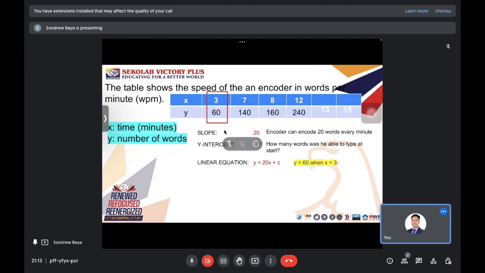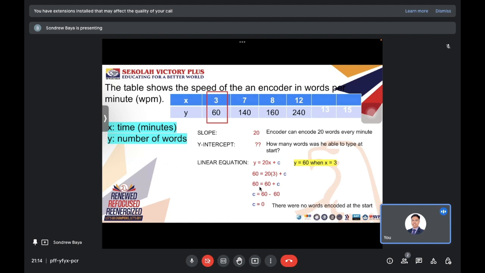So we are given at a certain point a value of y and a value of x. So we can actually substitute this in our partial linear equation, so we can solve for the c. Take note, y is 60, x is 3. So substituting it, we now have 60 equal to 20 times 3 plus c. Simplifying it, 20 times 3 is 60, and then isolating c, we transfer 60 to the other side. So c is equal to 60 minus 60. Indeed, c is 0, meaning at 0 minutes, there were 0 words encoded.